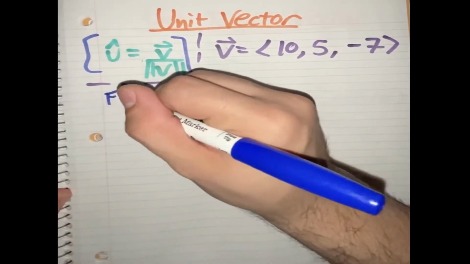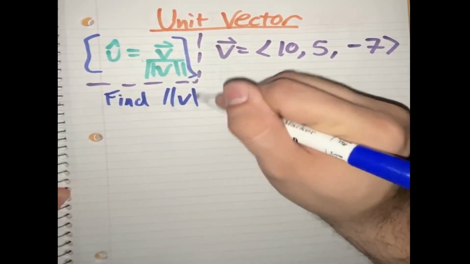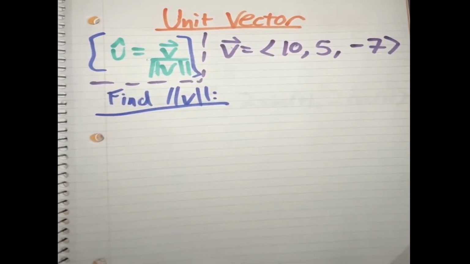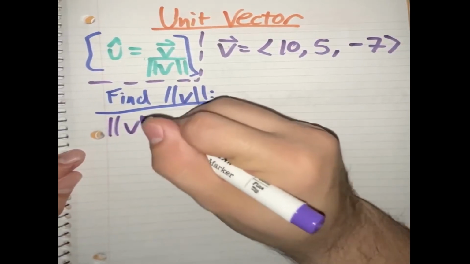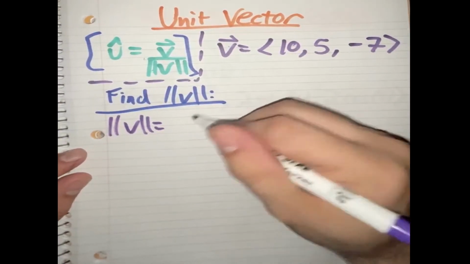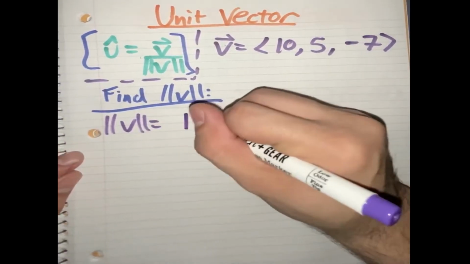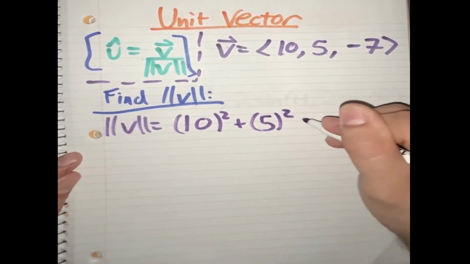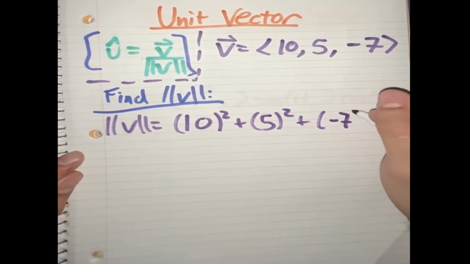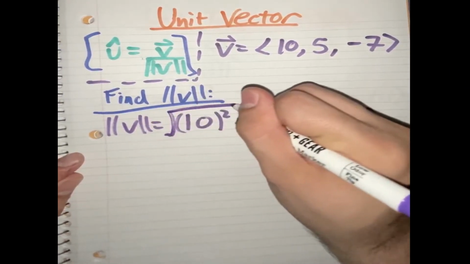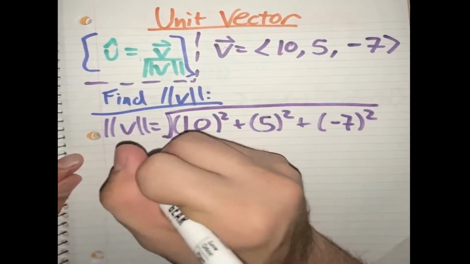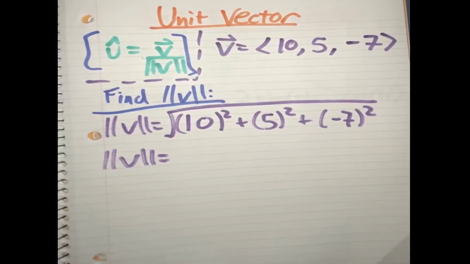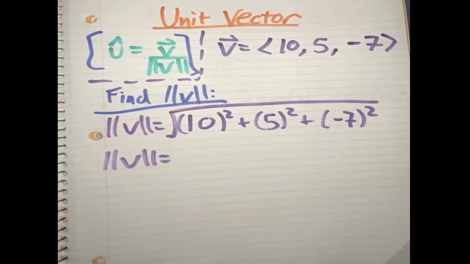The first thing we're going to do is find the magnitude of v, and compute it. So our magnitude of v is equal to each one of these terms squared, then we take the square root. So 10 squared plus 5 squared plus -7 squared, and then we take the square root of this. In computing, we get 100 plus 25 plus 49. What does that equal? 174.